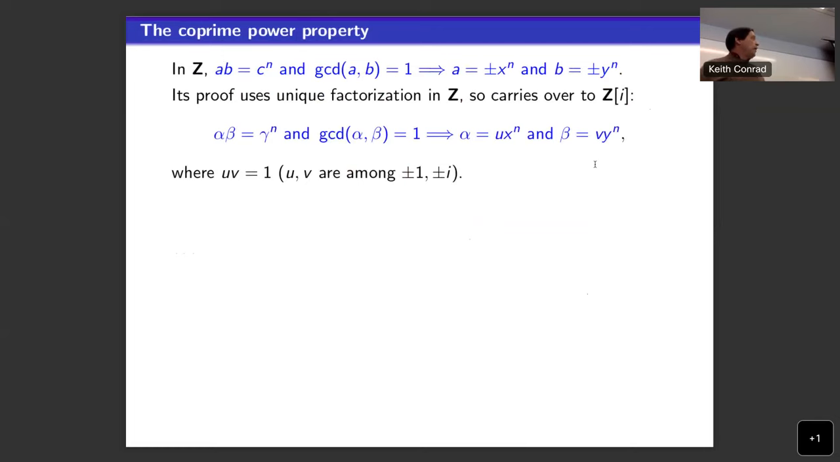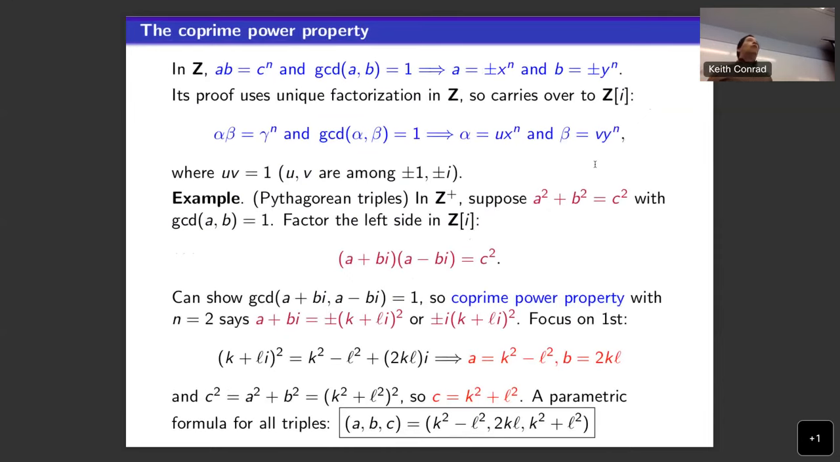In Z[i], because the proof of the coprime power property uses unique factorization, and in Z[i] we have unique factorization, we have the same results there too. A product of relatively prime elements of Z[i] that is an nth power: the two parts are themselves nth powers up to multiplication by numbers that multiply to 1, namely plus or minus 1 and plus or minus i.